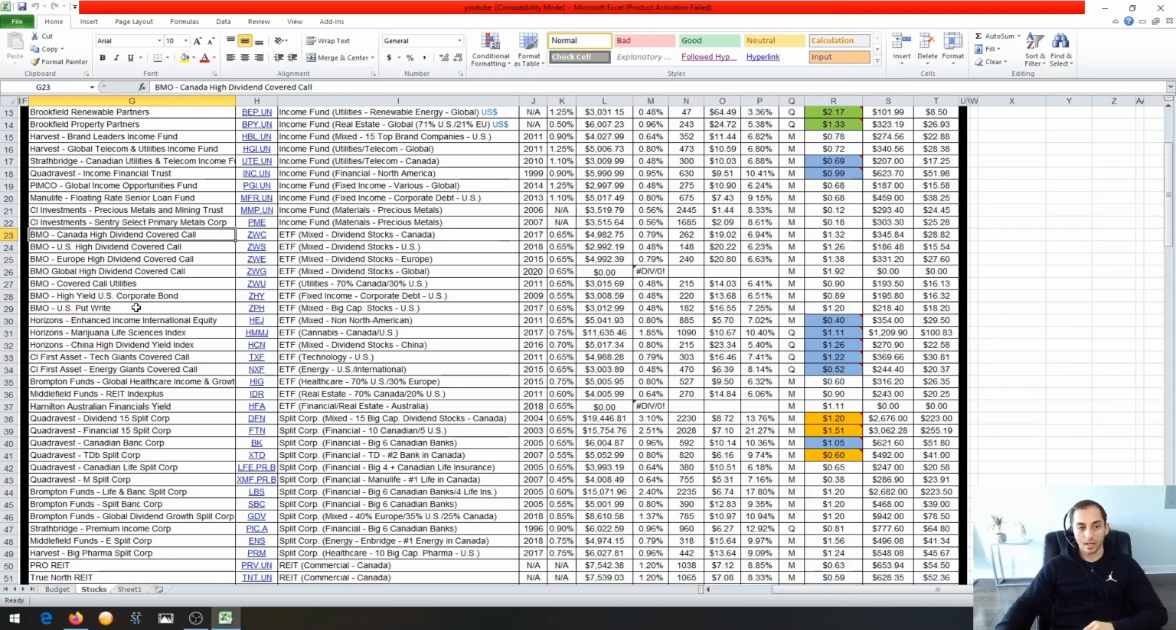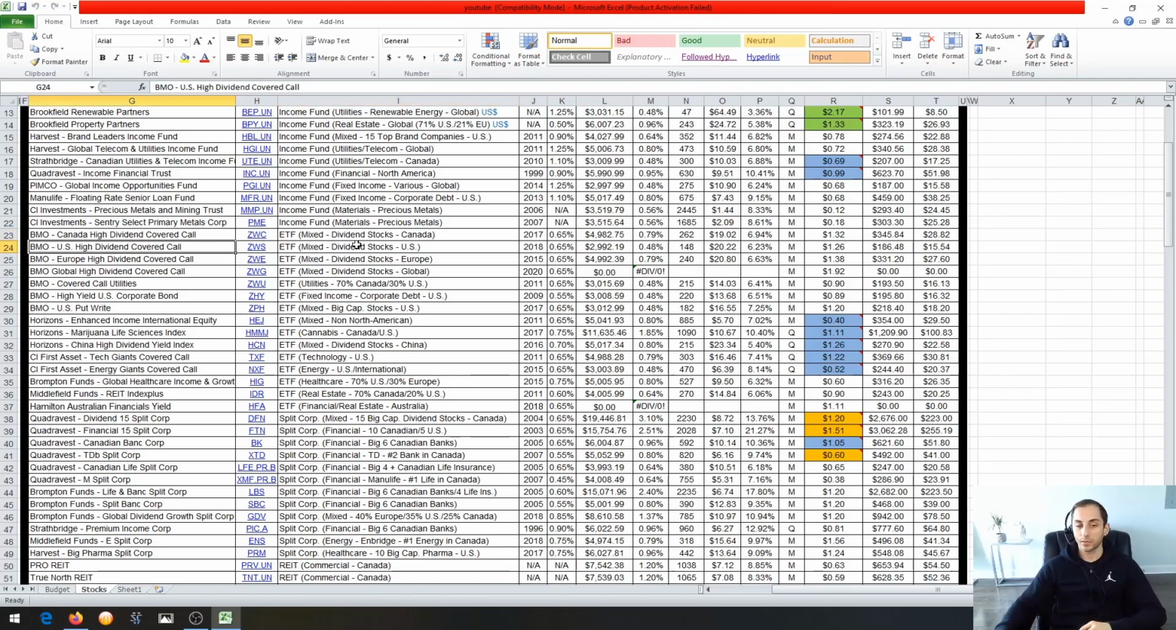So the first ones I have here, quite a few from BMO. BMO is one of the big six banks in Canada. They have really, really good ETFs. I really like them for that. So the first one is called the Canada High Dividend Covered Call ETF. So this gives you broad exposure to the Canadian market, and this is only dividend stocks.